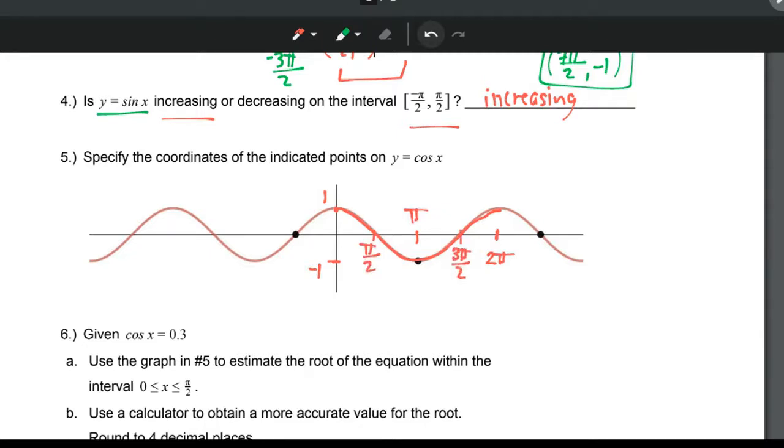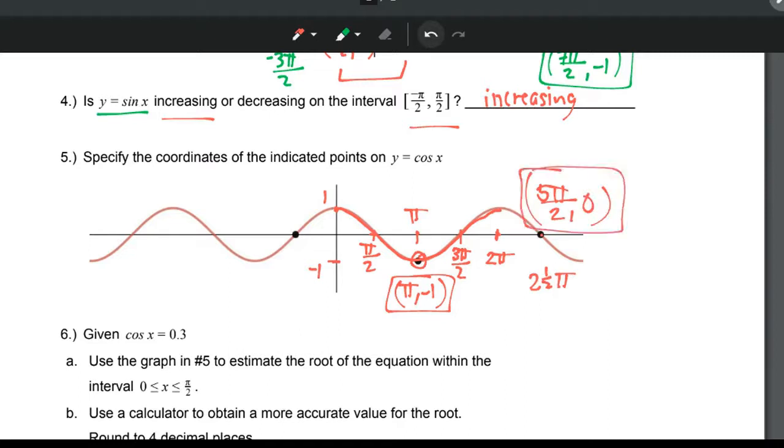So let's identify the black points that are drawn on here. The easiest one I would say is this pi comma negative 1, because we know that's the lowest point of our cosine function. And then since we're going pi over 2, pi, 3 pi over 2, 2 pi, this is adding another half pi. So that would be 2.5 pi. And that's better known as 5 pi over 2 comma 0.